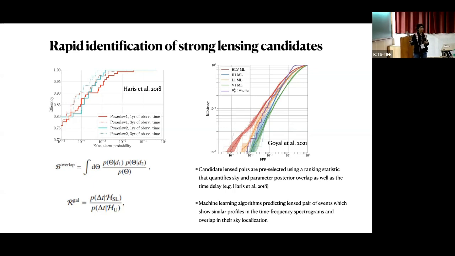Lensed quasars are not a transient source, right? Binary black holes are still transient. Lensed quasars are there all the time. So it is much easier to find lensed quasars observationally than to find lensed binary black holes.